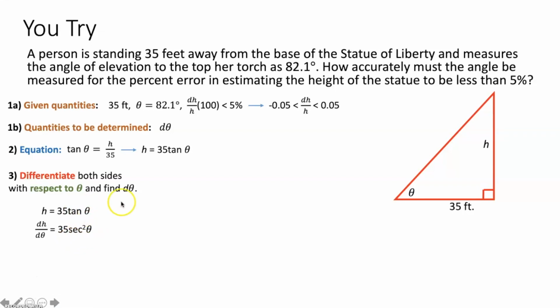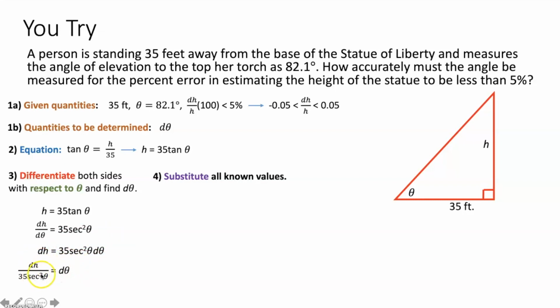Now, what I want to do is solve this for d theta. So the way I solve this for d theta is I first multiply both sides by d theta, then divide both sides by 35 secant squared theta. Now I have found d theta, so I can move on to my next step, which is to substitute all known values. Now we look up here and we see that theta is equal to 82.1 degrees, so we could plug that in here. But dh, we don't have anything for dh. We just know that dh over h has to be between negative 0.05 and 0.05. So since we don't have a value for dh that we can just plug in, we have to come up with another way that we can figure out what d theta has to be.